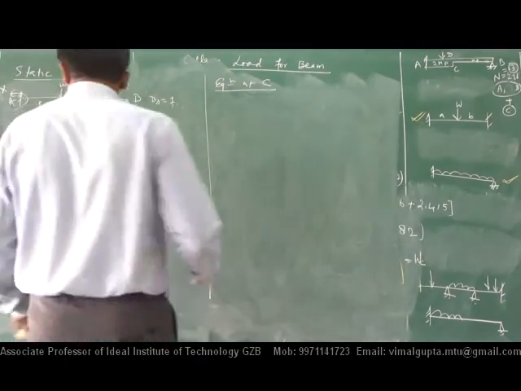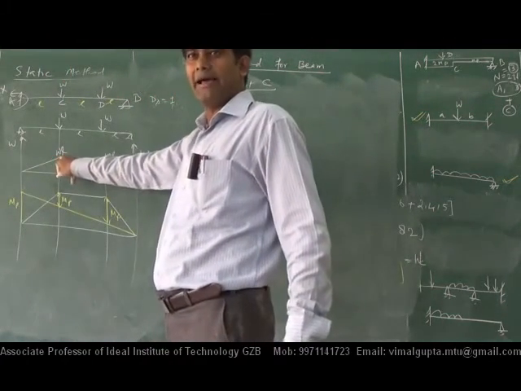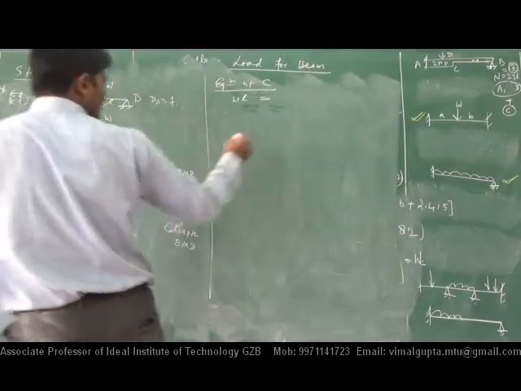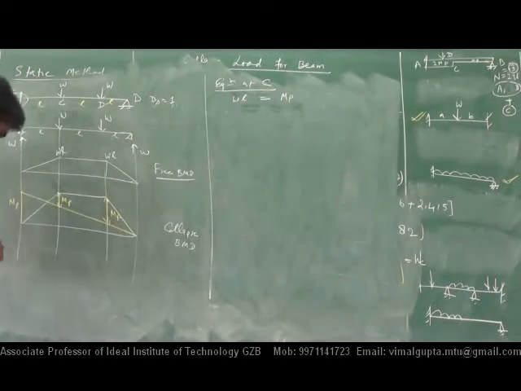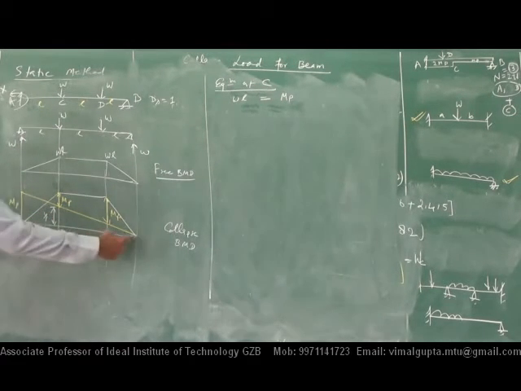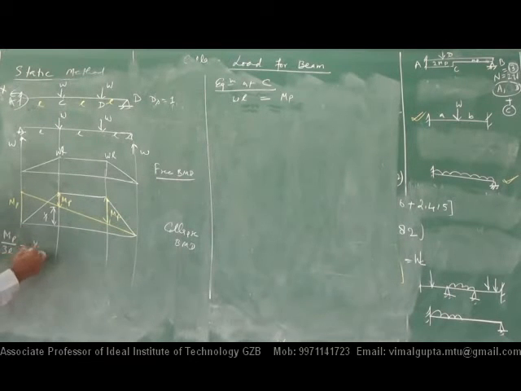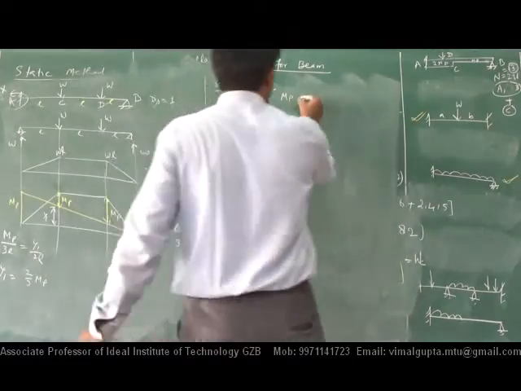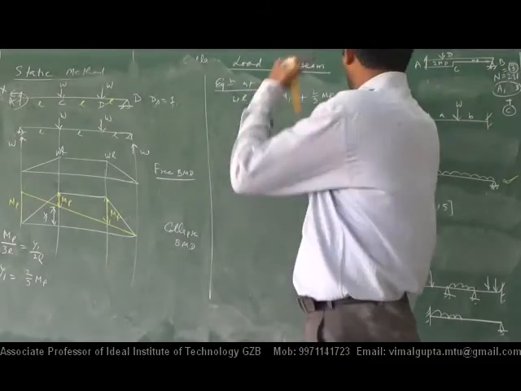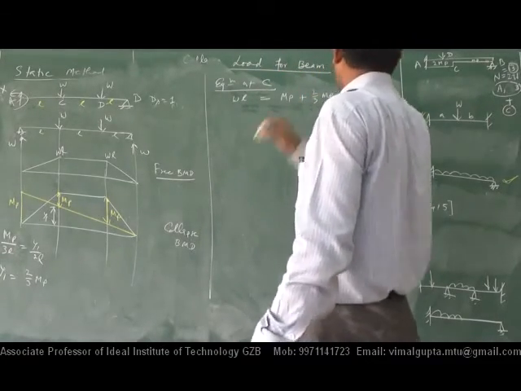So we will get free BMD is WL. Then equate as WL equals to MP plus that one part. We have to find. If that part is Y1, then value of MP divided by total is 3L equals to Y1 divided by 2L. So the value of Y1 is 2 by 3 MP. So MP plus 2 by 3 MP comes to be 5 by 3 MP.